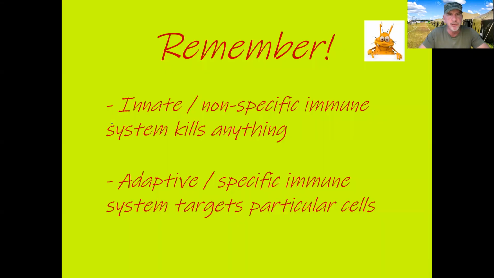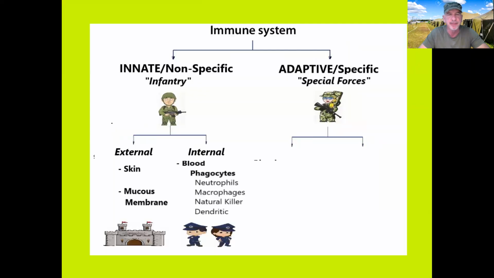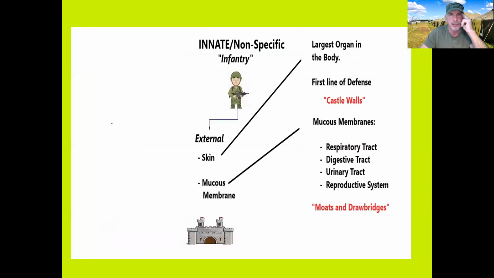Let's look at the innate system first. Again, this is just a reminder: the innate system kills basically everything and the adaptive targets particular cells. The innate or the non-specific has 2 parts. One of them is the external, and the external is pretty common sense.